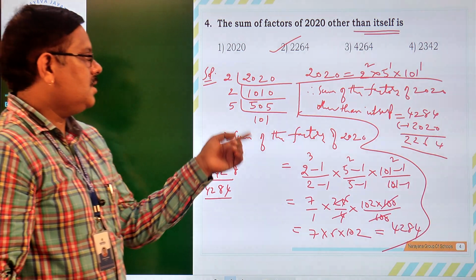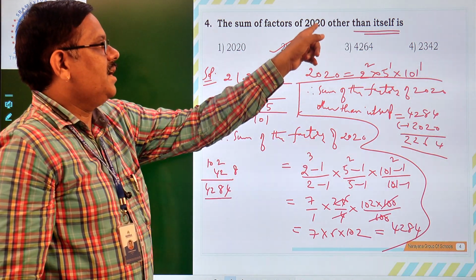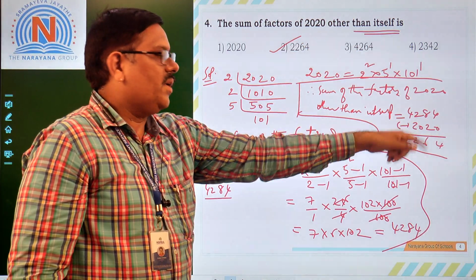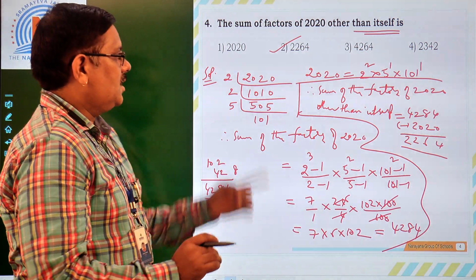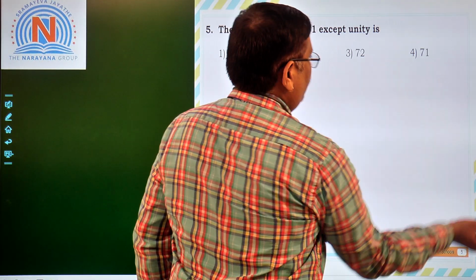Okay, what is the new thing in this? First, sum of the factors of 2020 is the regular process, but he is saying other than itself, he is asking the sum of the factors. So that particular number we have subtracted from the result. So that's what we got as 2264. That is nothing but the second option. Okay, now we'll move to the next question.